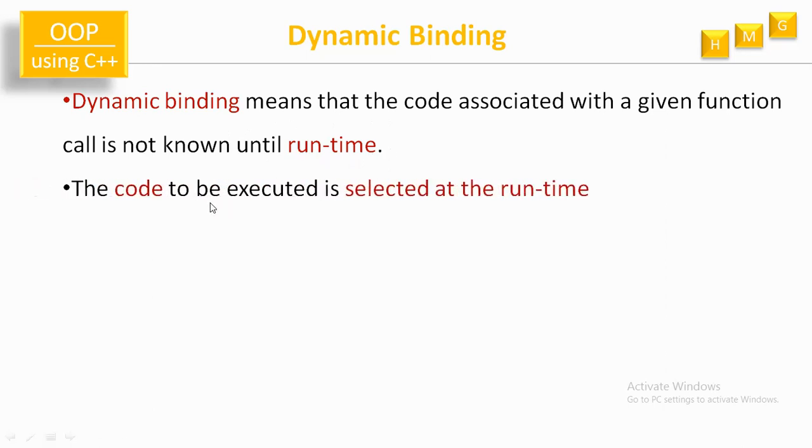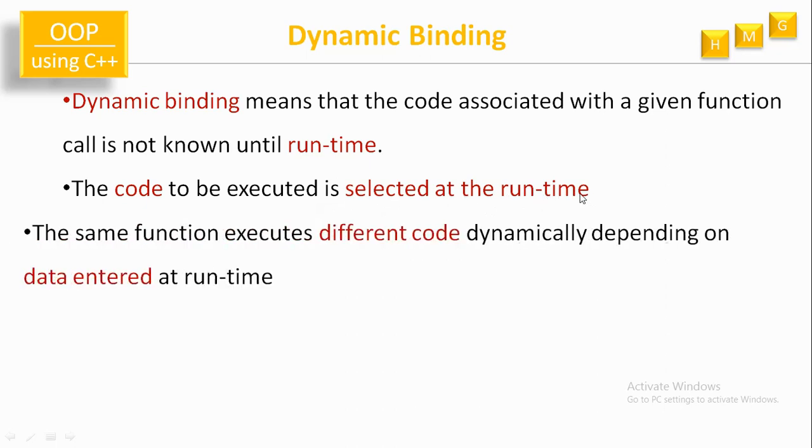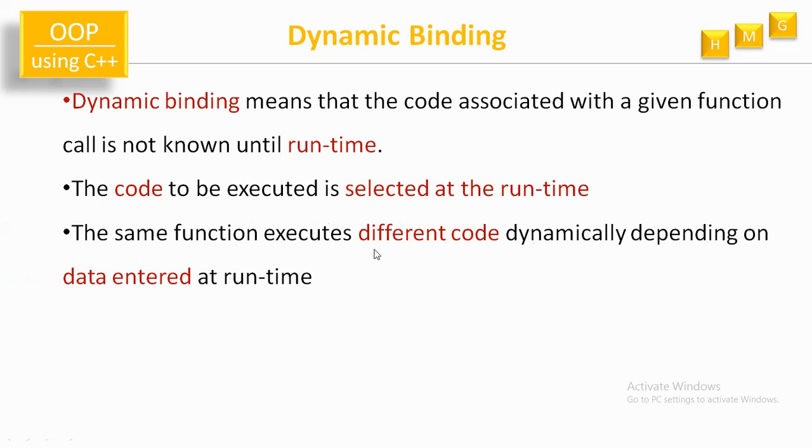The code to be executed is selected at runtime. Just as I told you, whether to draw a circle, a rectangle, or a triangle is not known in advance. At runtime, depending on what type of data is provided, which function or which code of that function to execute is selected while running the program. The same function executes different code dynamically depending on data entered at runtime.